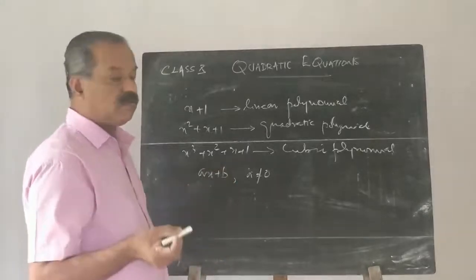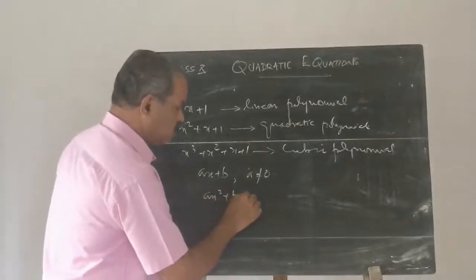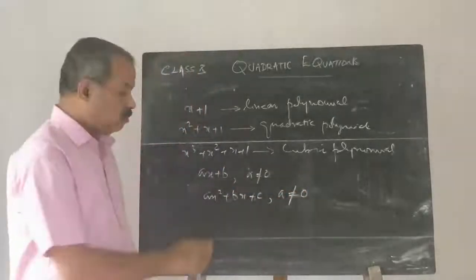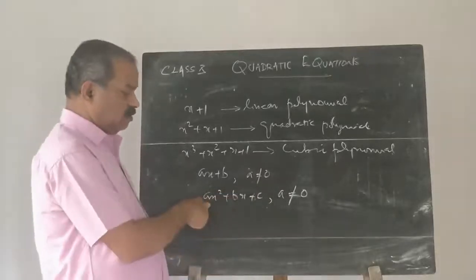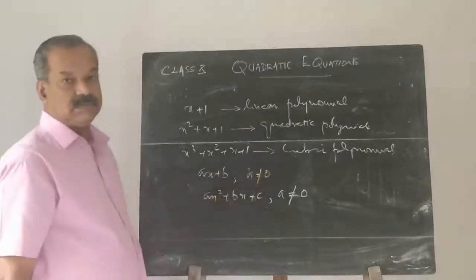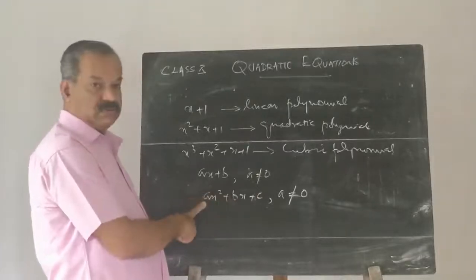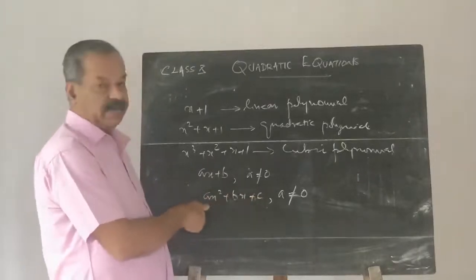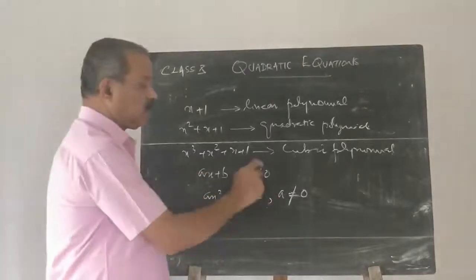What will be the standard form of a quadratic polynomial? ax square plus bx plus c, where a is not equal to 0. a cannot be 0, but b can be 0, c can be 0. What happens if a equals 0 and b is not equal to 0? This becomes a first degree polynomial, a linear polynomial. If a is not equal to 0, b equals 0, c equals 0, we get ax square. So a second degree term is there, so it is a quadratic polynomial.